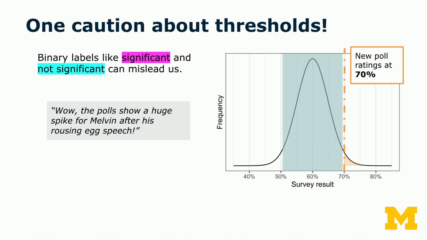But one caution about thresholds, right? And this came up too in part 1. Go back and rewatch the video about how categories reduce information if you want a review of this. But here's the idea showing up again. When we use a binary label like significant or not significant, that can distort our thinking and mislead us.